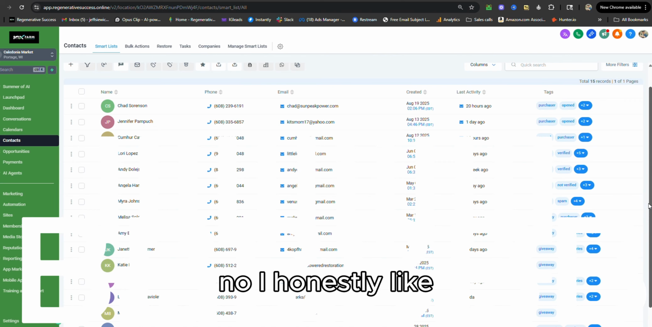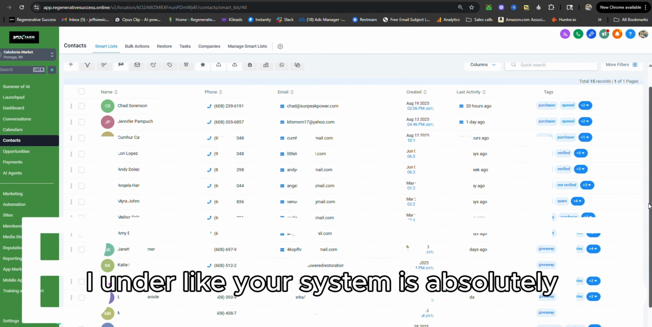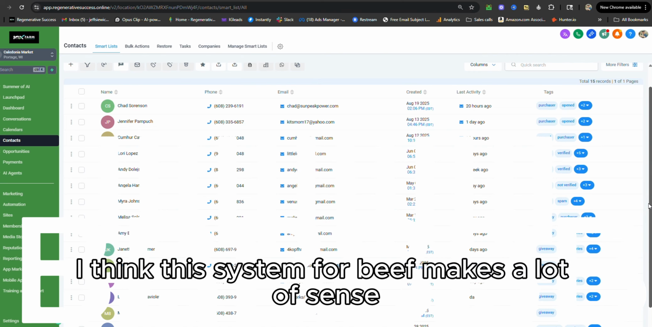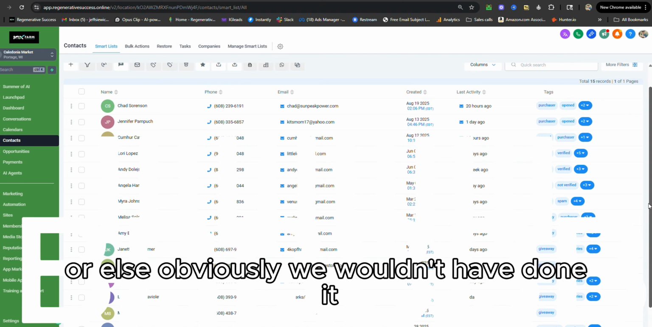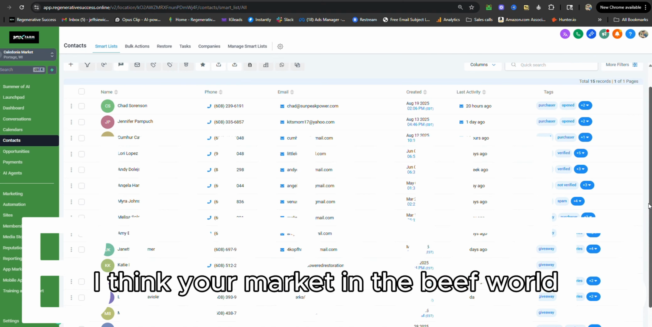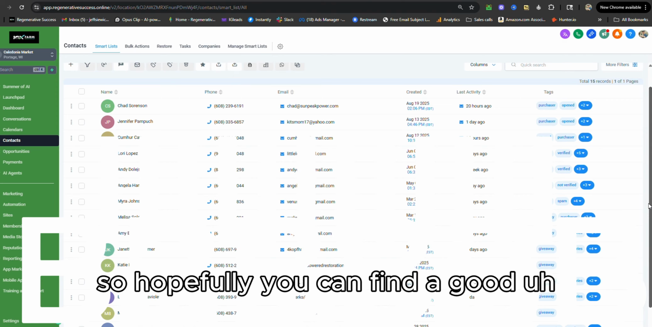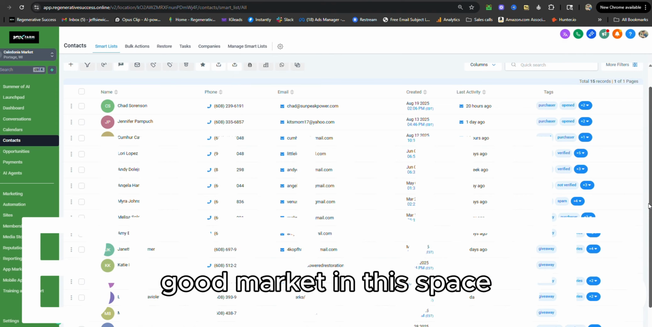Absolutely. Honestly, your system is more poultry focused, but I think this system for beef makes a lot of sense. Or else obviously we wouldn't have done it. In the beef world, there's just a lot of people doing direct to consumer beef sales, so hopefully most of them can find a good market in this space.